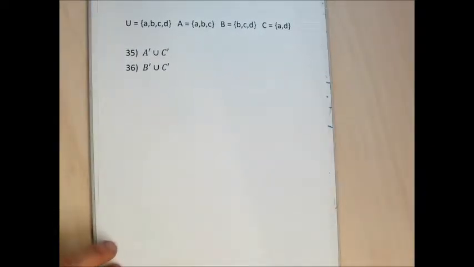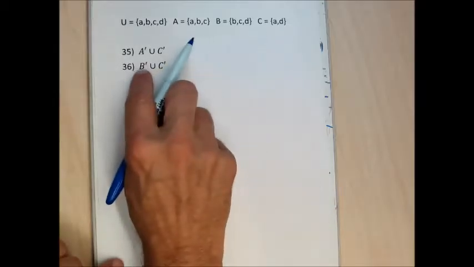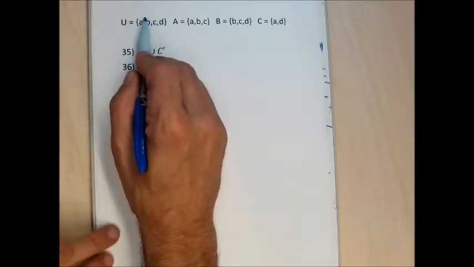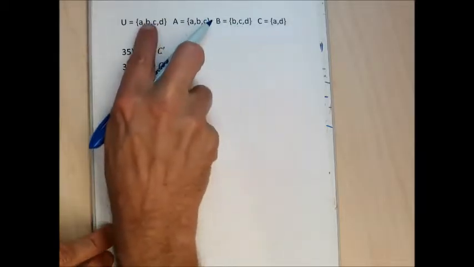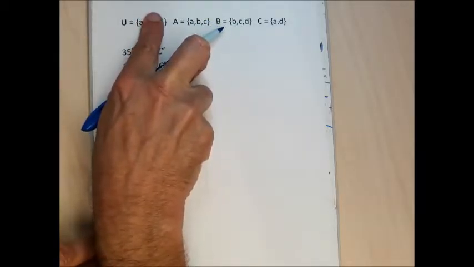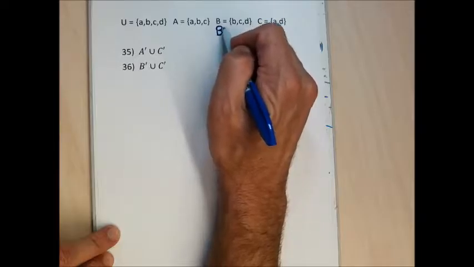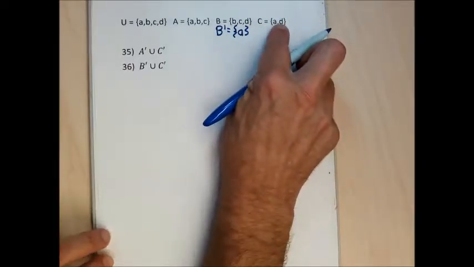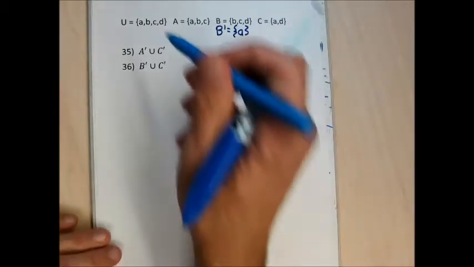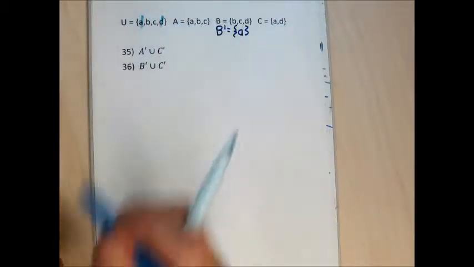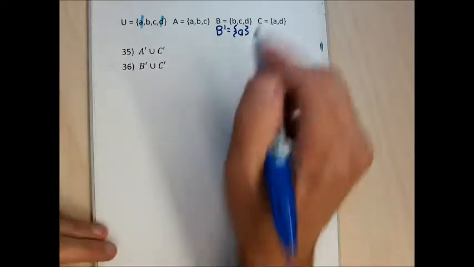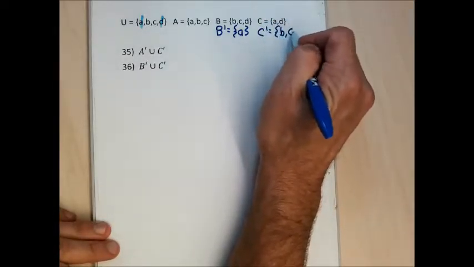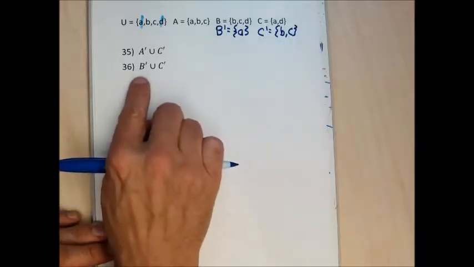36, I need to know double complements. I need to know what B complement and C complement is. B complement is going to be just taking the B, C, and D out of the universal set. It's going to be giving me the letter A. So B complement is going to be A. And C complement is what I get when I take A and D from the universal set, and that leaves me with B and C. So when I go to do a problem that has complements, I better figure out what those complements are.